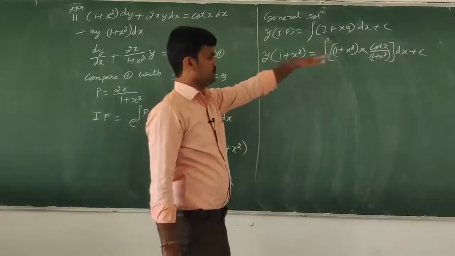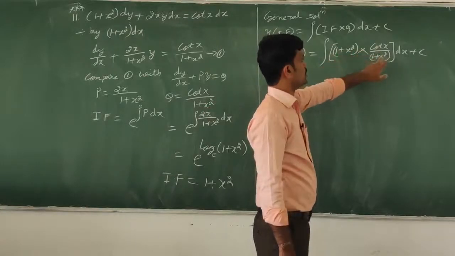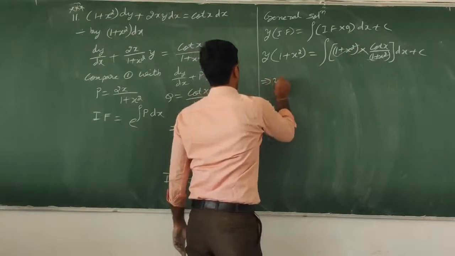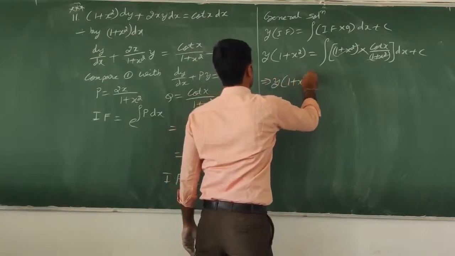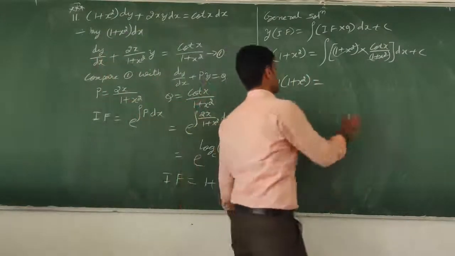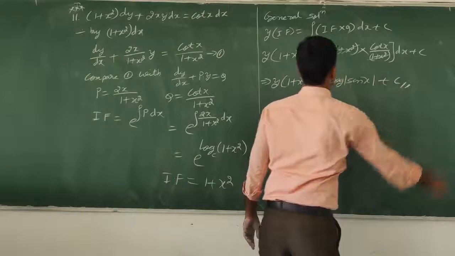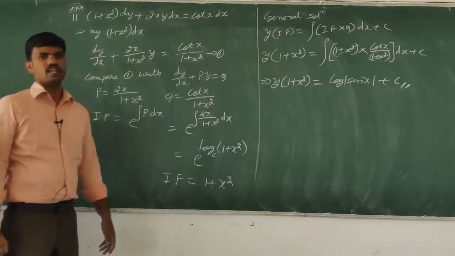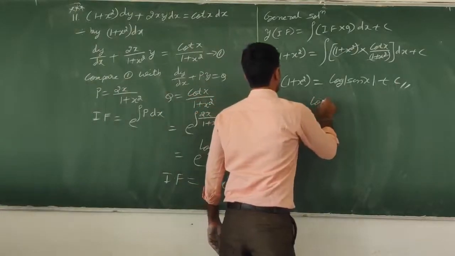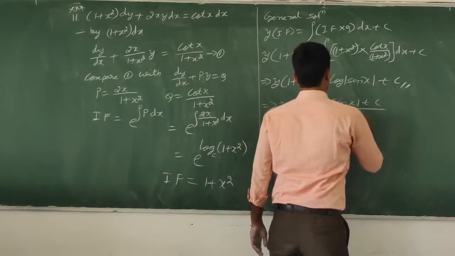See, observe the integral function once. The integral function is integration of 1 plus x square into cot x divided by 1 plus x square. 1 plus x square cancels. Then we have y into 1 plus x square is equal to integration of cot x. Integration of cot x is log of sin x, right? Log of mod sin x plus c. This is the required general solution for the given linear differential equation. Or if you want only y, then y is equal to log of mod sin x plus c whole divided by 1 plus x square.